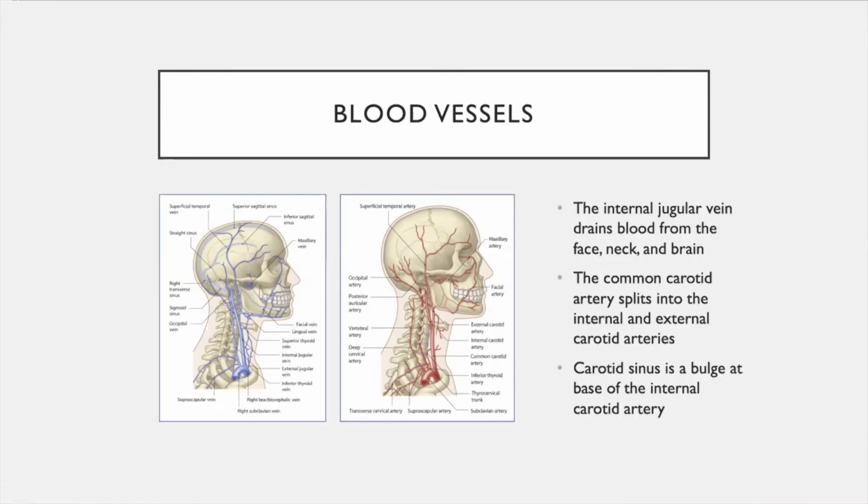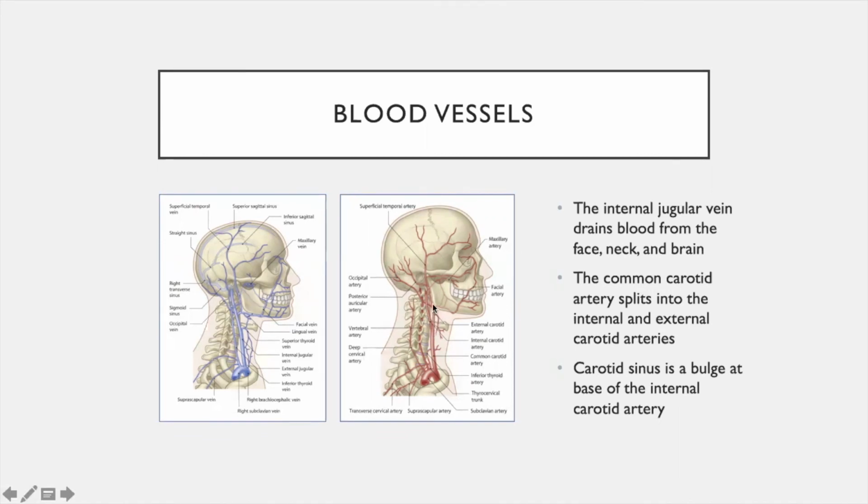Finally, the blood vessels of the neck. These include the common carotid artery and the internal jugular vein. The internal jugular vein will drain the blood from the face, neck, and brain. As the common carotid artery moves through the skull, it will split into the internal carotid artery and the external carotid artery.